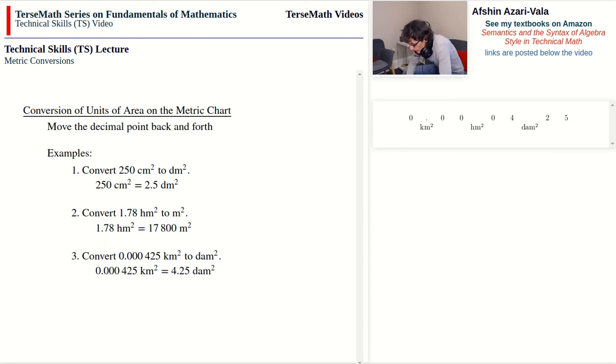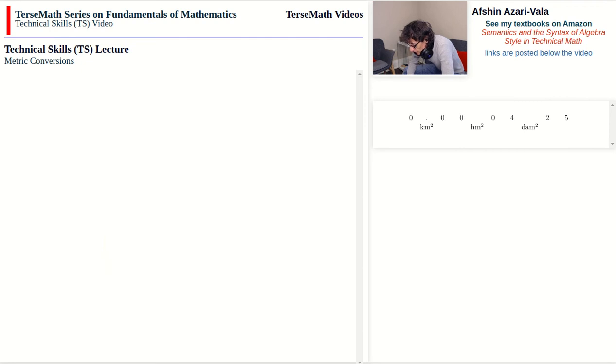Alright, so that's how you work with area. Now the next topic is the metric chart for volume.